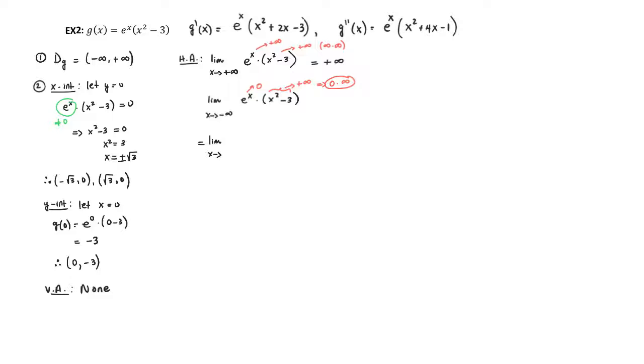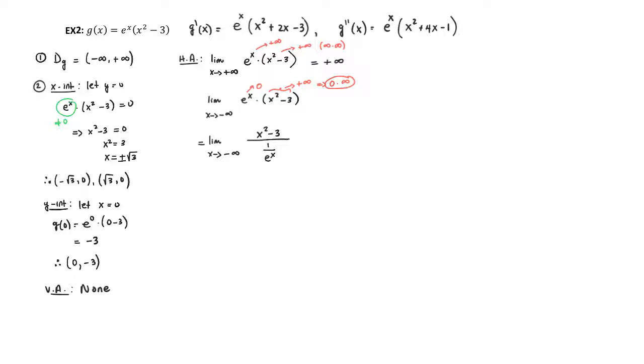The limit as x goes to negative infinity of x squared minus 3 divided by 1 over e to the x. I want you to notice how I have not changed the function. I just changed how it looked. But if you take this over 1 over e to the x, you get this expression right here.